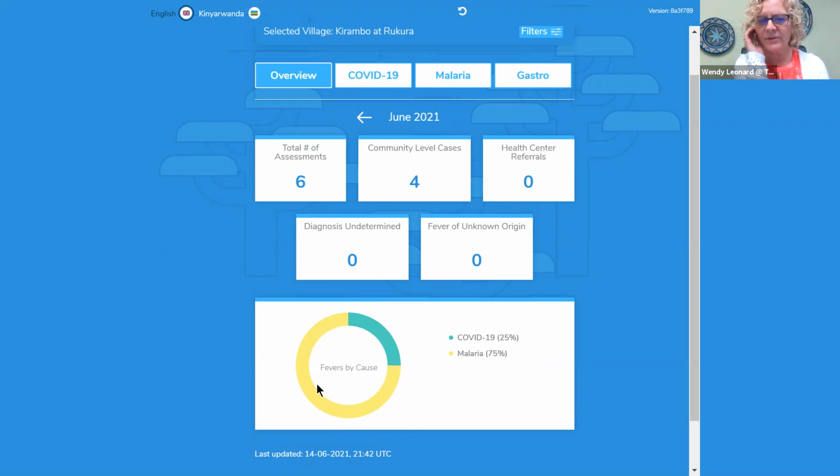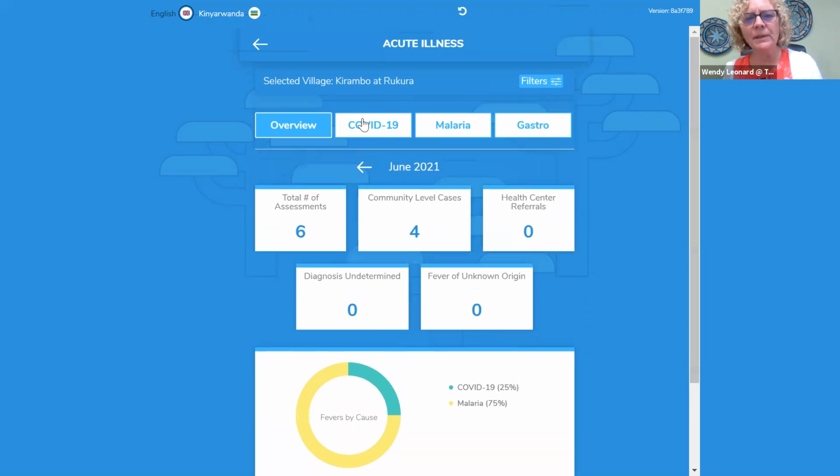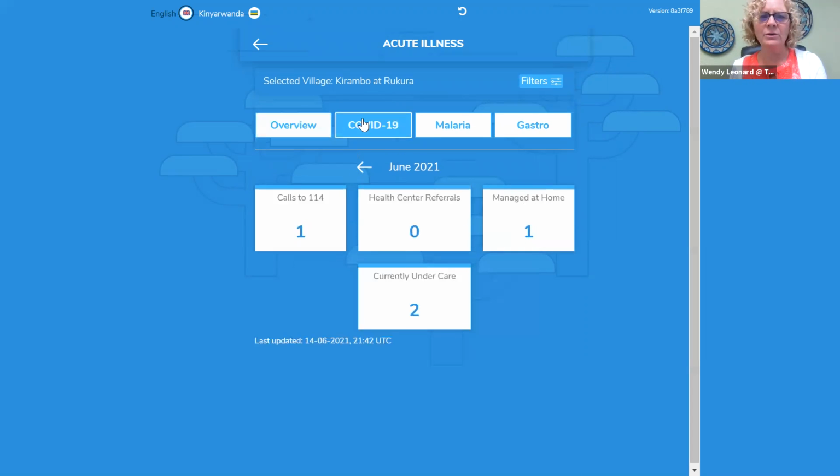diagnoses related to fever. So if someone came in with a fever, 25% of them were identified as COVID-19 suspects, and the other 75% were malaria. If there's a fever of unknown origin, we would see that on this circular graph. Then you can dive more deeply into each section.